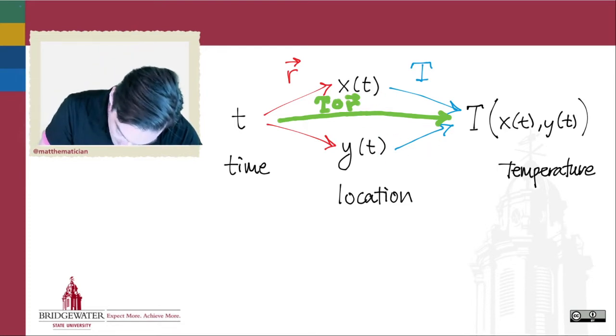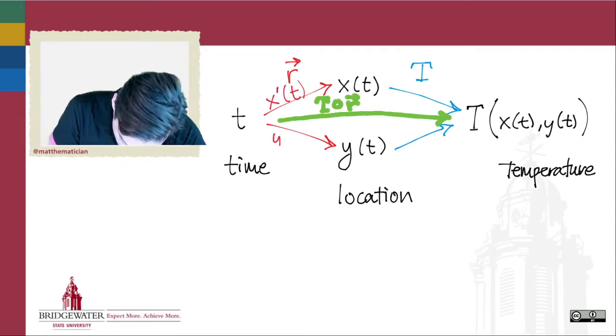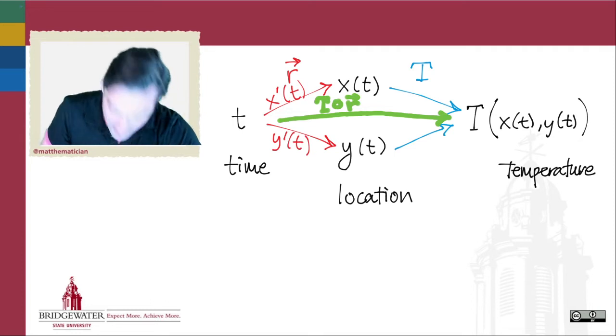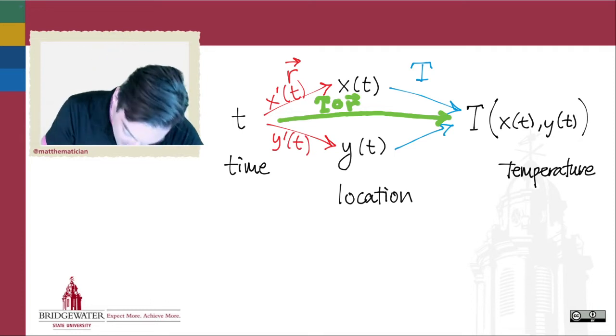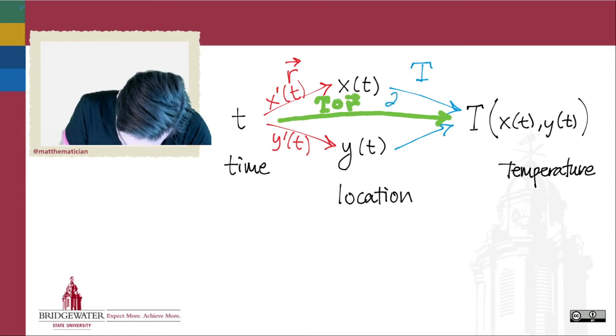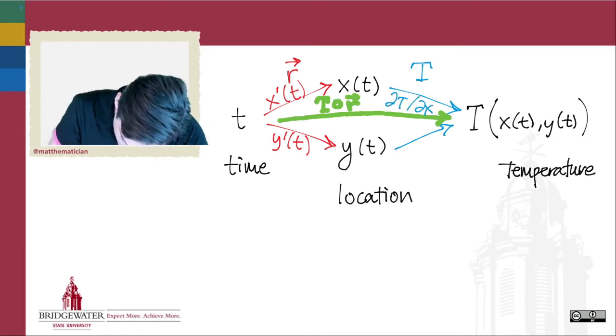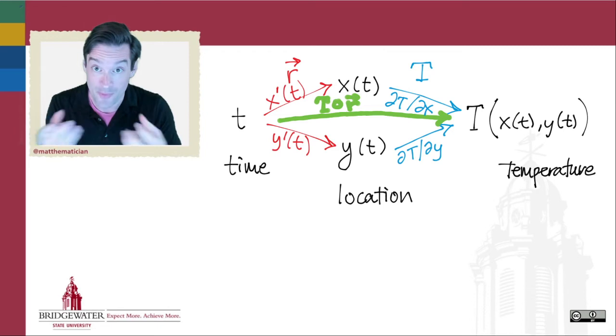So if you like, we could list on this diagram what are the rates of change that we might expect to see showing up in here. Well, my velocity vector is going to have this pair of scalar rates of change, x prime of t and y prime of t. And then my temperature function, because it's a function of the variables x and y, is going to have rates of change given by the partial derivatives, partial of T with respect to x and partial of T with respect to y. And so there are four different types of derivatives at the party here.